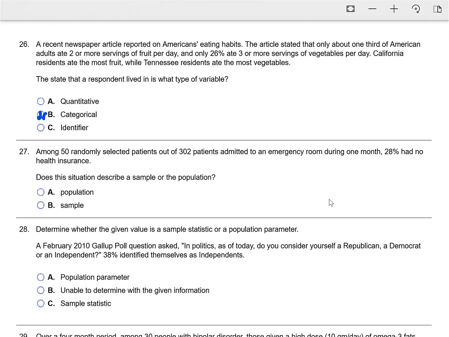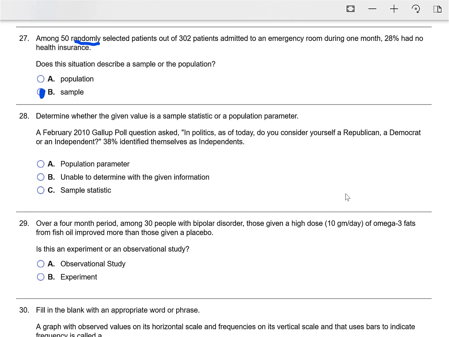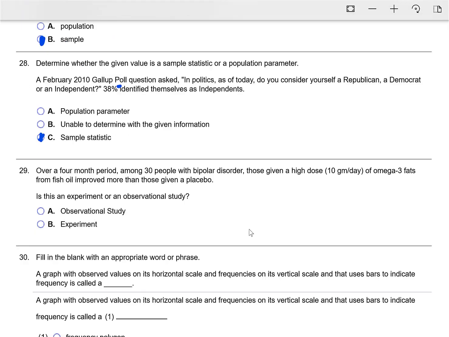Among 50 randomly selected patients out of 302 patients admitted to an emergency room, 28% had no health insurance. Does this situation represent a sample or the population? Once you see the word randomly selected, you know you're dealing with a sample. A February 2010 Gallup poll question asked, in politics as of today, do you consider yourself a Republican, a Democrat, or an independent? 38% identified themselves as independents. Once you see the word poll, then you know that you're talking about a sample statistic. It was calculated from the sample that was gathered.